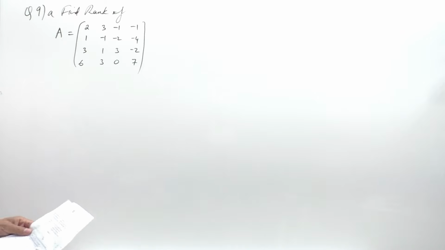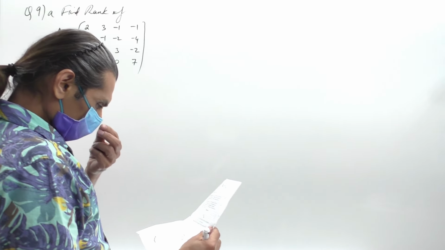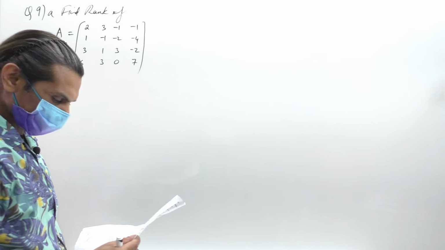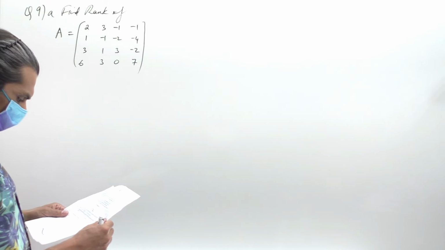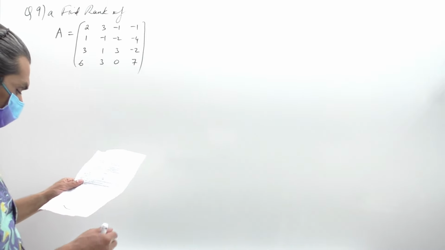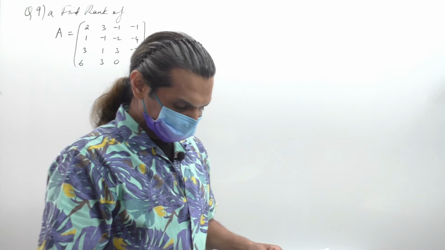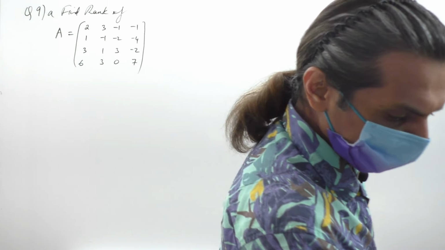While taking down the question, please be careful. If you miss any numeric value or sign, then gone. Your whole effort will go to waste, and plus the time. Time is precious in exams. So again, reevaluate it: 2 3 minus 1 minus 1, 1 minus 1 minus 2 minus 4, 3 1 3 minus 2, and lastly 6 3 0 7. Very important problem. They can repeat the same in the examination. So let's solve this now.